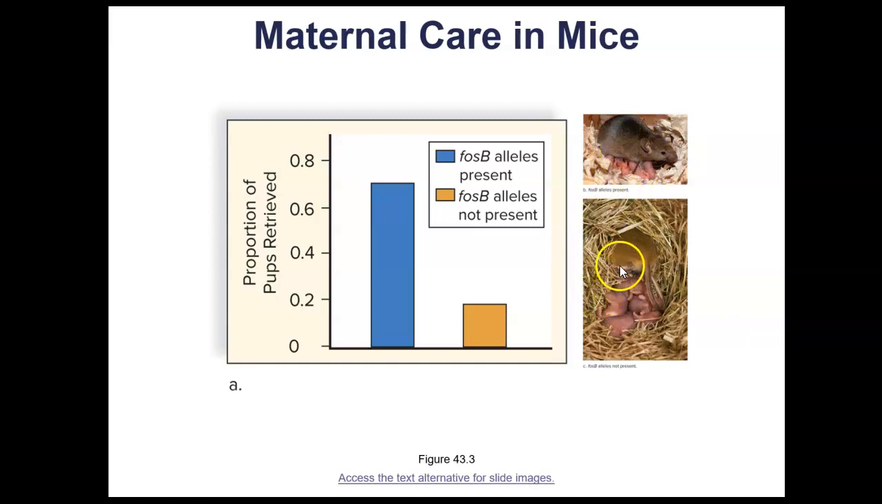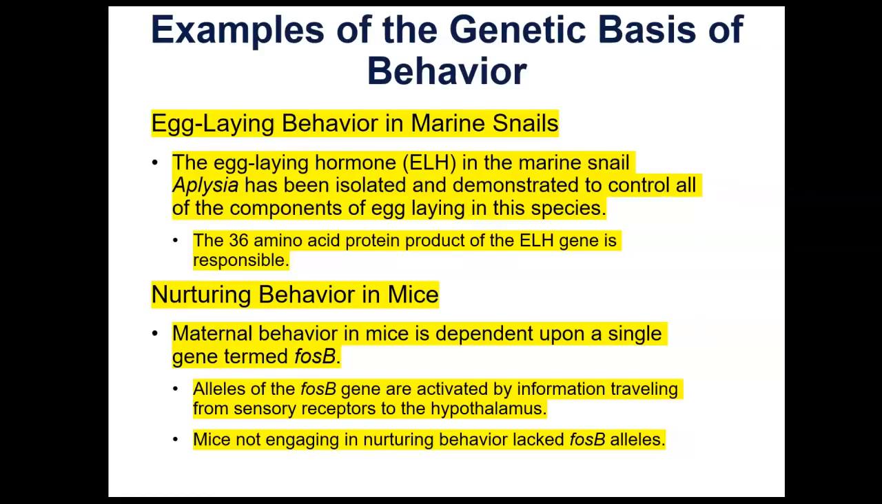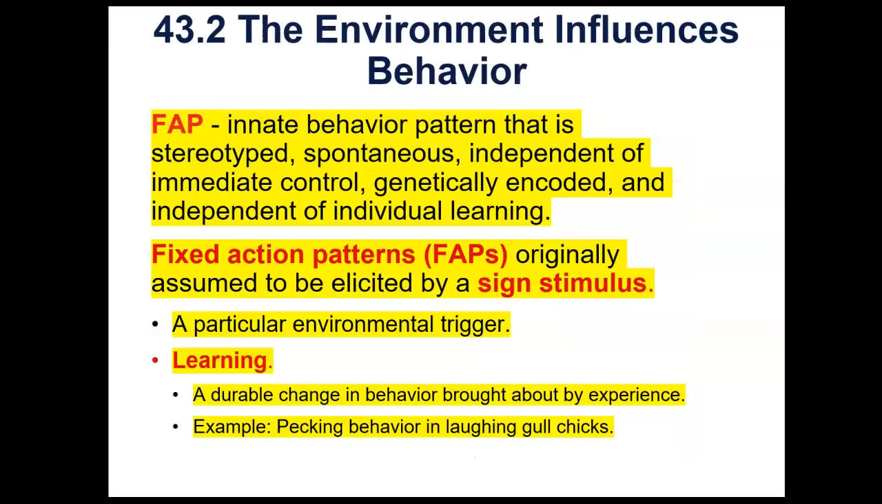And then you've got, it's kind of a funny picture, a mother mouse who is just totally hiding inside the hay, totally turned her back on her offspring. So she's not helping keep them warm or anything, and she lacks that FOSB gene. So we have a lot of different experiments that provide evidence that there's a genetic basis for behavior.